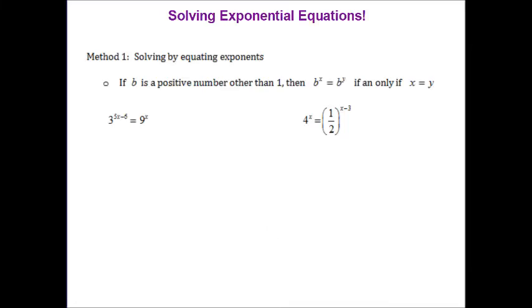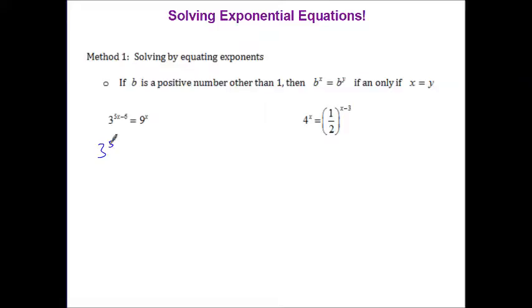So how do we solve exponential equations? There are two methods that I want to show you today. In the first method, our goal is to make both bases the same. If that's the case, then we can just take their exponents, set them equal to each other, and solve that equation. So in our first example, we've got 3 to the power of 5x minus 6 is equal to 9 to the power of x.